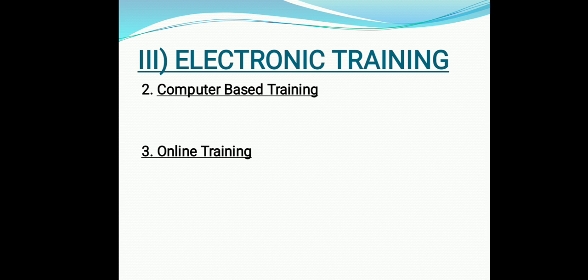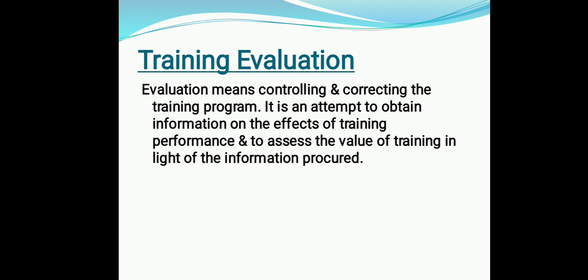Okay, then comes your training evaluation. You can expect it for 2 marks. So evaluation means what? Now you have given the training to the employees, maybe the freshers or the current employees. Now you have to see to what extent it is effective. That is what controlling and correcting the training program means.